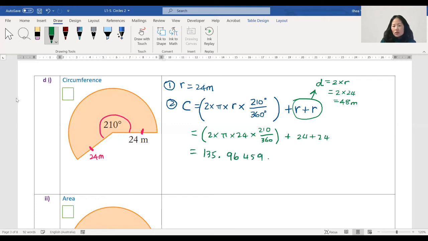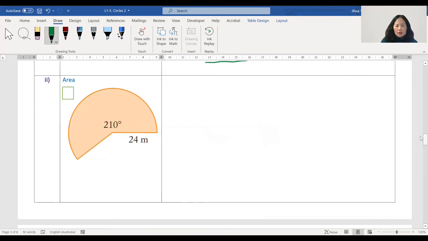135.9645, and the answer in 2 decimal places is 135.96, because the third decimal is less than 5, so I'm going to ignore that. So the answer is 135.96 meters. So let's have a look. We know that that's 24. That's also 24. So R is 24 meters.